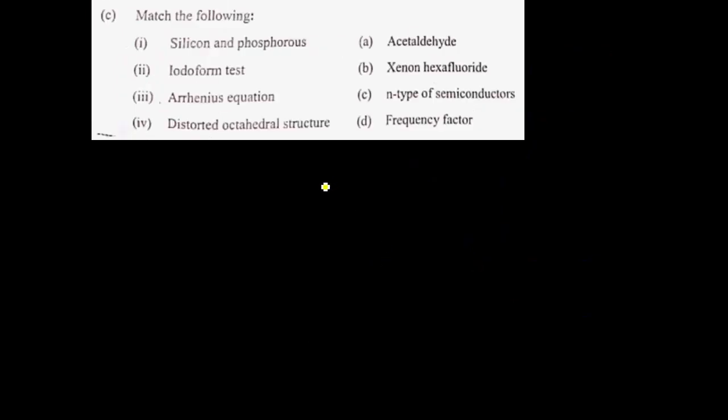Oh my god, this is super easy. Silicon and phosphorus. We have acetaldehyde, xenon hexafluoride, and N-type semiconductors. In physics too, we have read that silicon and phosphorus are N-type semiconductors. So one goes with C. Cool. Iodoform test is shown by acetaldehyde. Okay. Arrhenius equation is frequency factor. Cool.